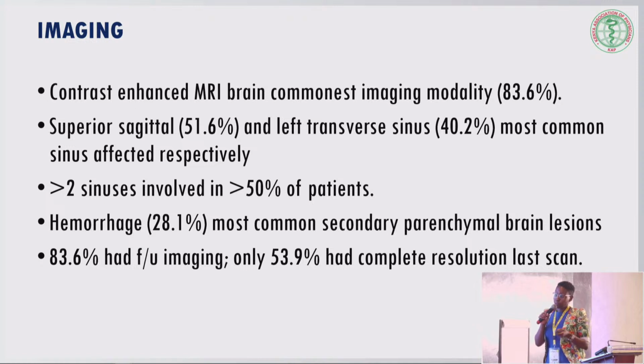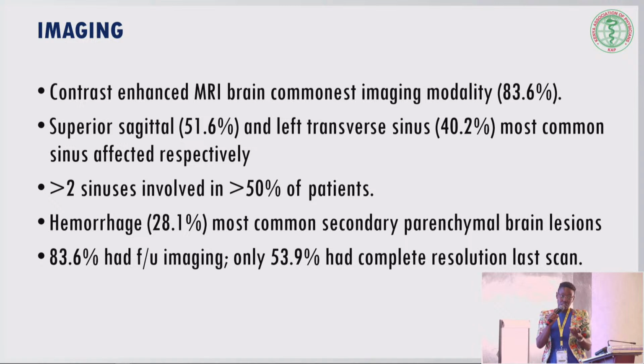When we look at the imaging that was done, most of our patients had MRIs, with the superior sagittal and transverse sinuses being the commonest. There were more than 2 sinuses involved in most of the patients. And of significance, the commonest secondary parenchymal lesion was hemorrhage.